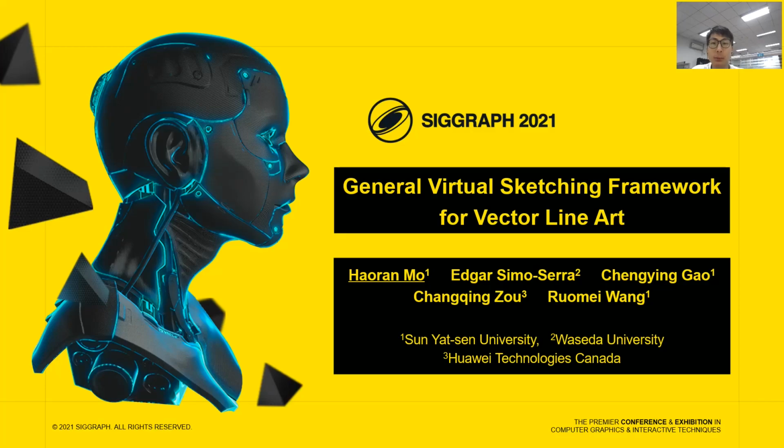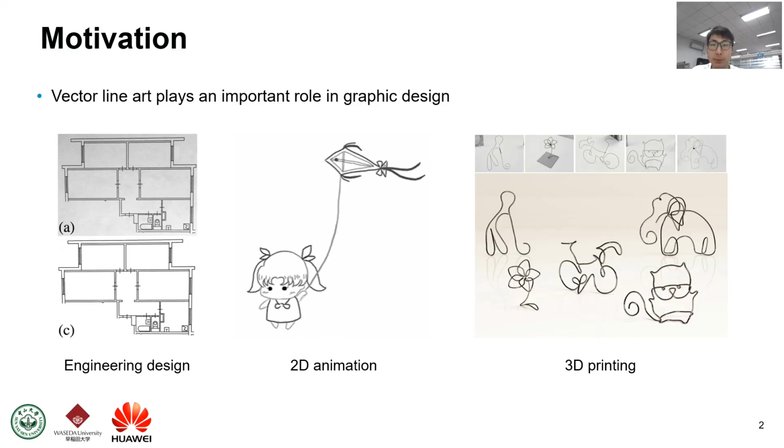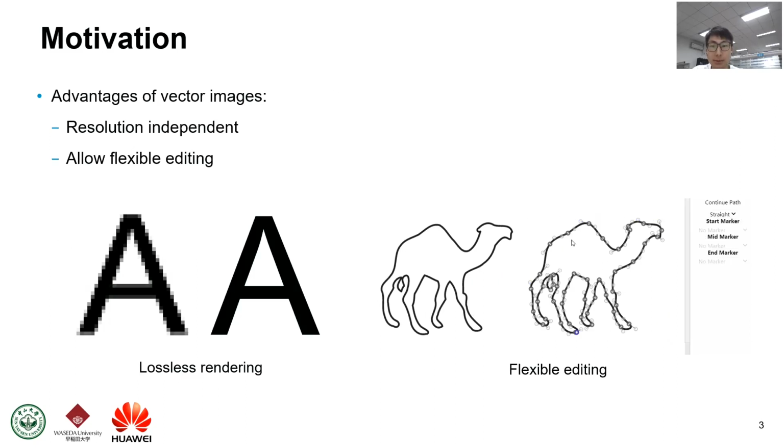I will talk about our work on vector line art generation. Vector line art plays an important role in graphic design, such as engineering design, 2D animation, and 3D printing. Vector image is widely used because of its unique advantages.